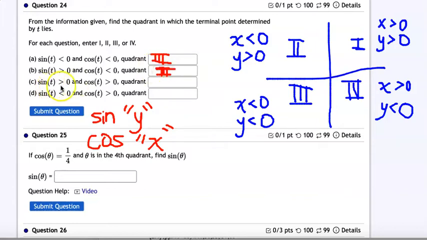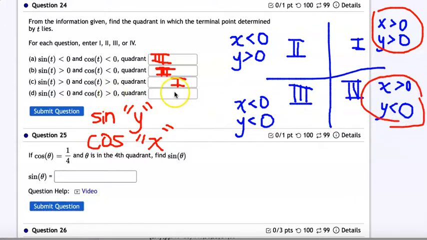Here, sine is positive and cosine is positive. Where do you have both x and y positive? Quadrant 1. And then sine is negative, but cosine is positive. That's where y is negative and x is positive. So that would be quadrant 4.